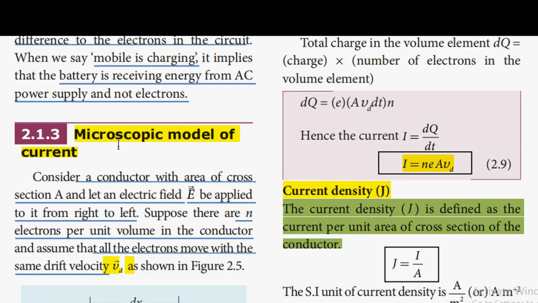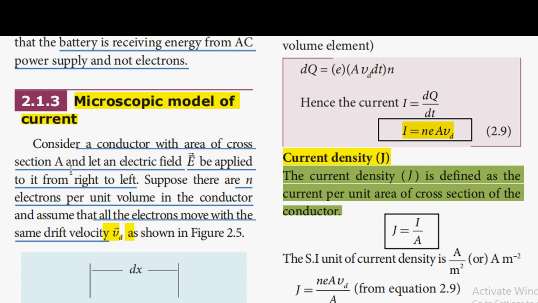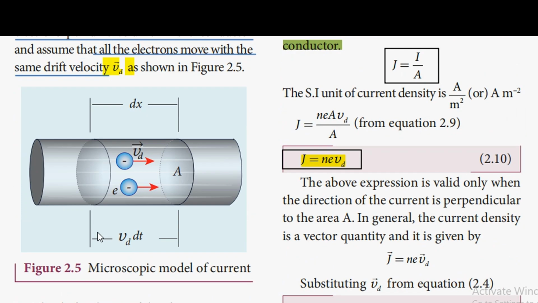Next, we are going to study the topic microscopic model of current. For this, let us consider a conductor with area of cross-section A, and let an electric field E be applied to it from right to left. Suppose there are n electrons per unit volume in the conductor, and assume that all the electrons move with the same drift velocity Vd as shown in this figure, through a conductor of area of cross-section A.